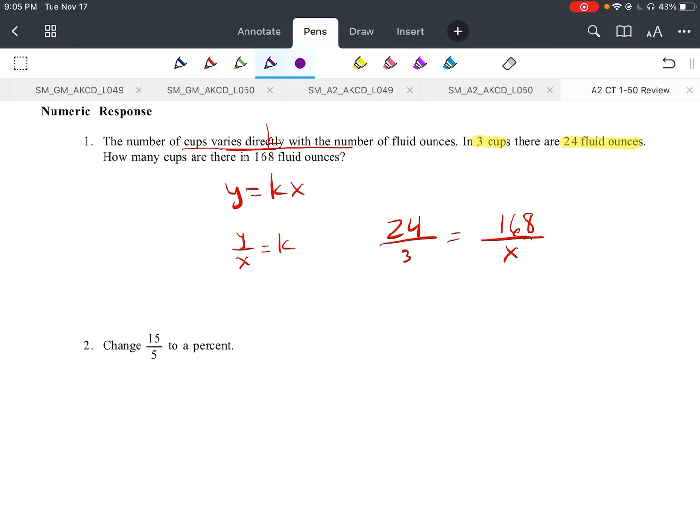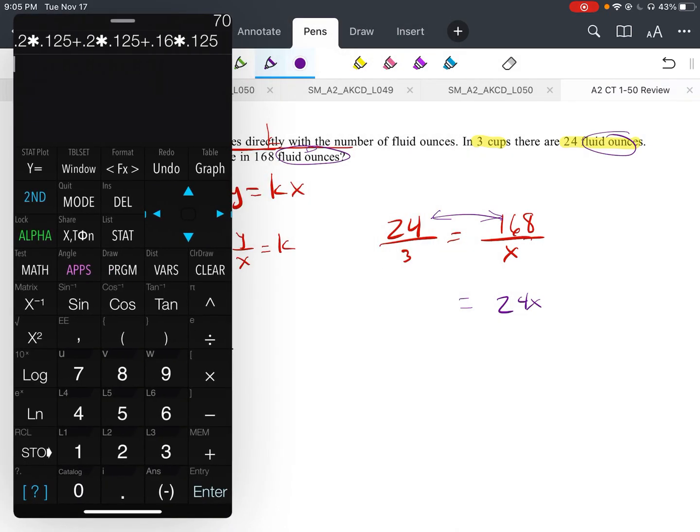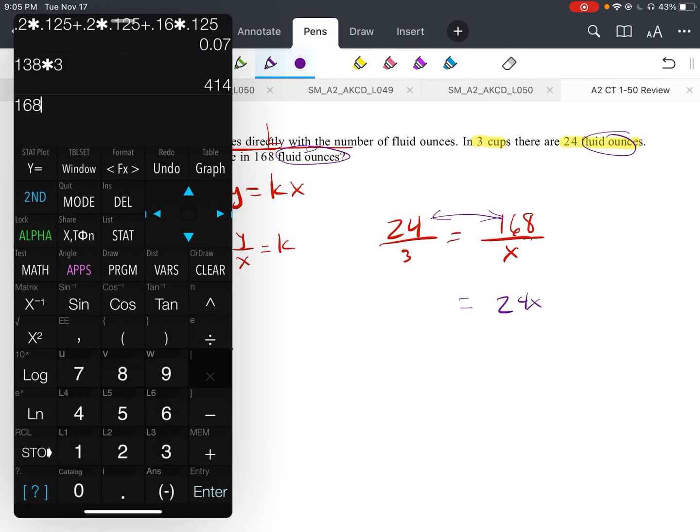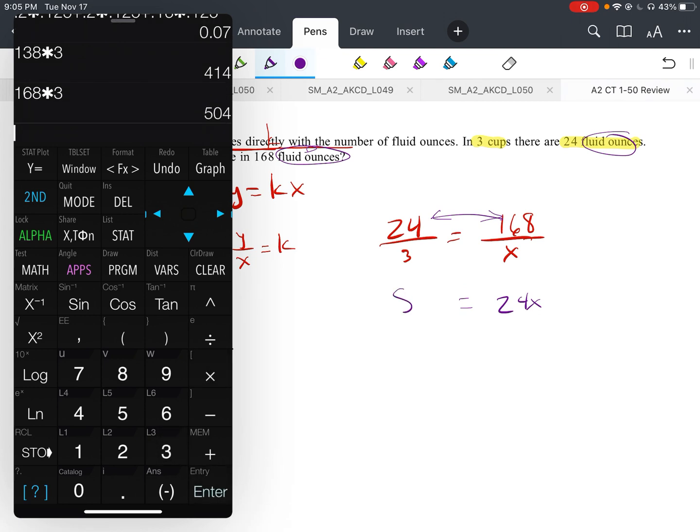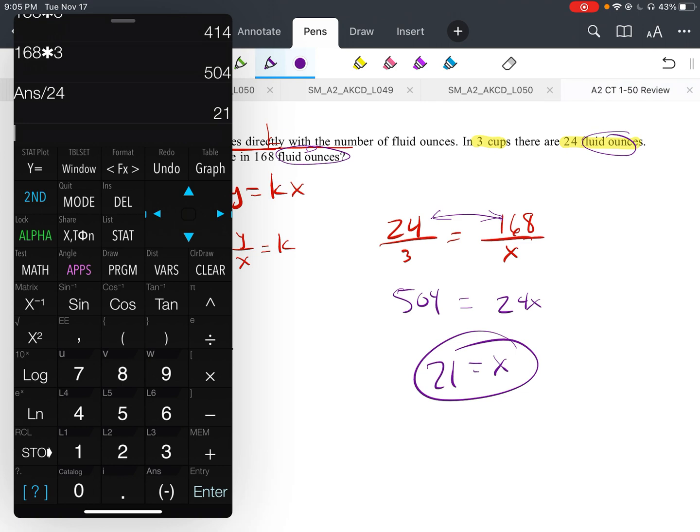Why is that on top? That's because it's 24 here, and they're both fluid ounces. Okay, and cross multiply and solve. 24x equals 168 times 3. Well, let me just write what that is. Oops, 168 times 3. And it's 504, and we'll divide by 24. Divide both sides by 24, and x equals 21. Boom.